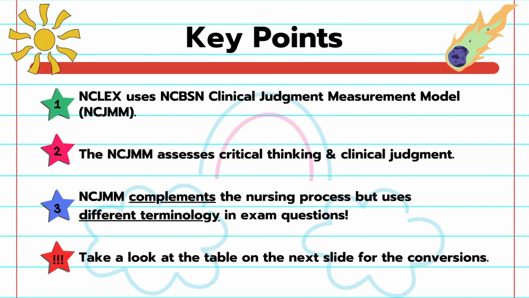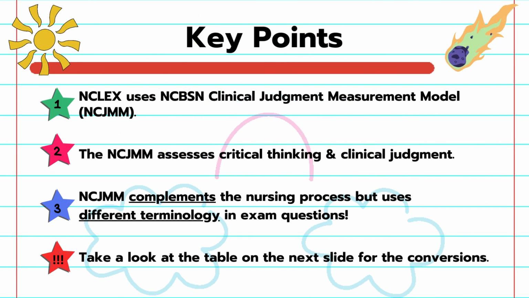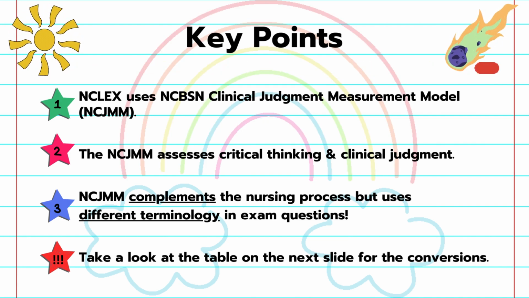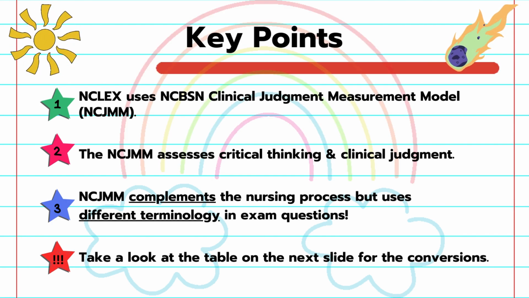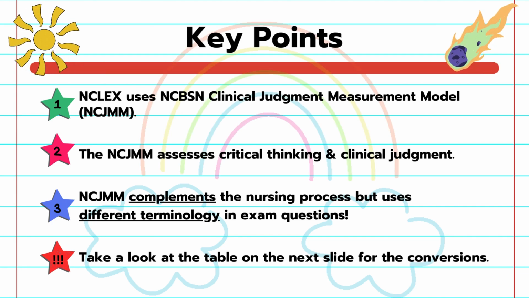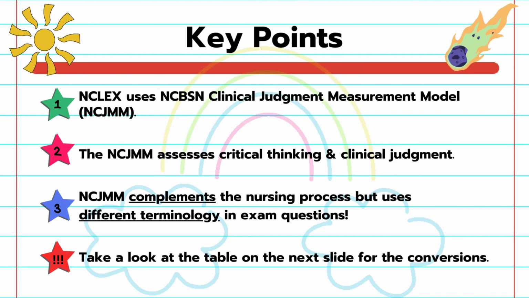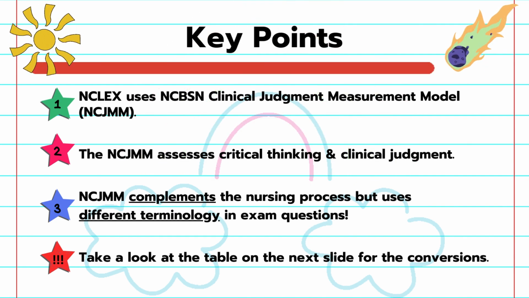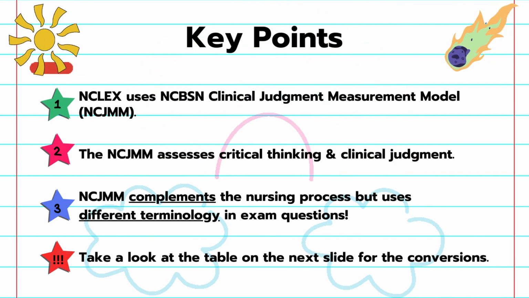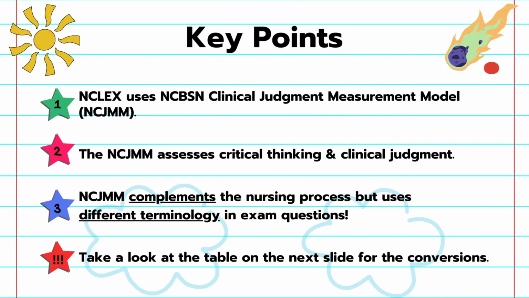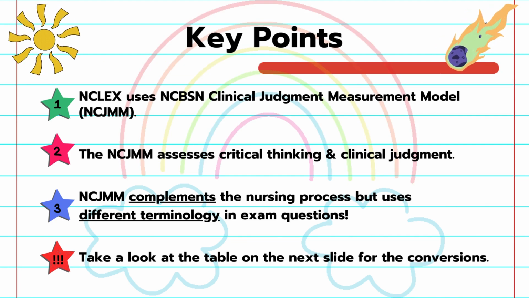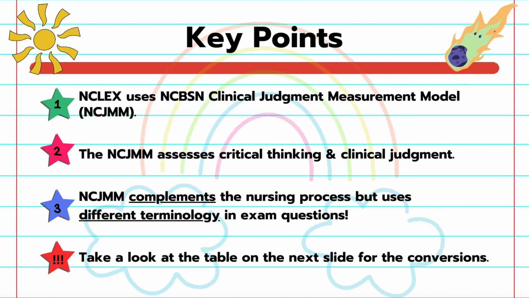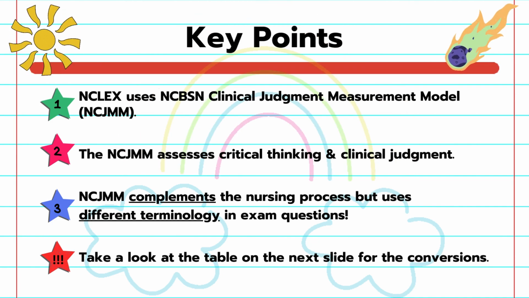Some key points to remember is that NCLEX NextGen uses the NCSBN Clinical Judgment Measurement Model, or the NCJMM. The NCJMM assesses how well you can think critically and use clinical judgment when providing safe nursing care. However, the NCJMM complements the nursing process, but it uses different terminology in the exam questions while assessing your clinical judgment. The terminology includes recognize cues, analyze cues, prioritize hypothesis, generate solutions, take actions, and evaluate outcomes.